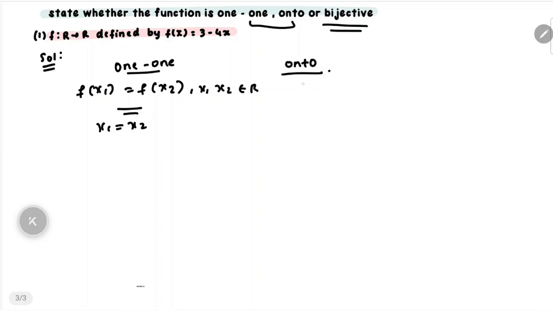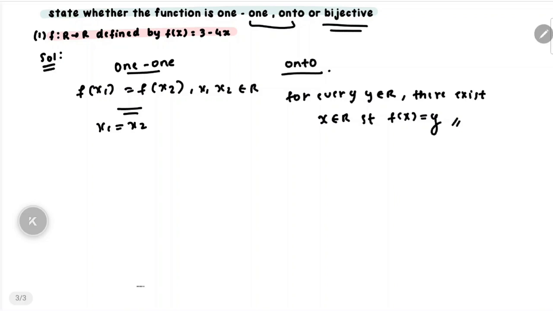And for onto function, there's a different type of condition here. See, for every y belongs to R, there exists x belongs to R such that f of x is equal to y. So this is the condition for onto for an R to R function. Proving it is onto depends on the condition. So when it comes to R to R, we have to use this type of condition only. Okay, so now let's solve this.